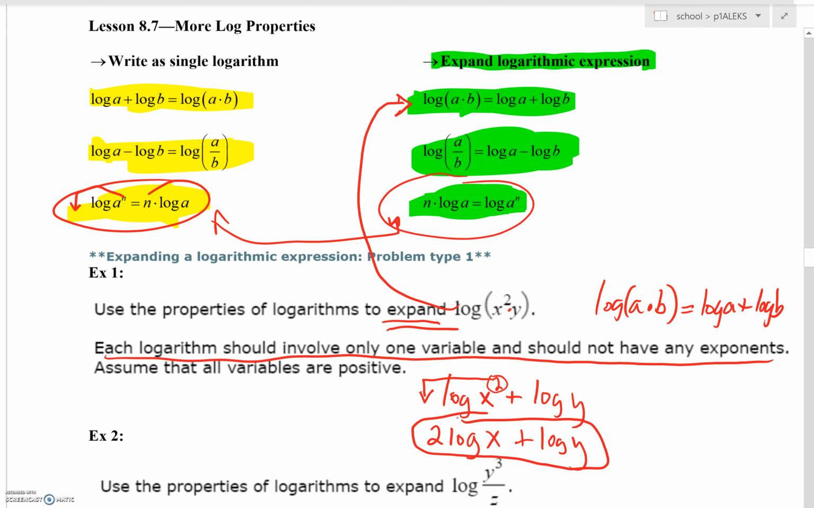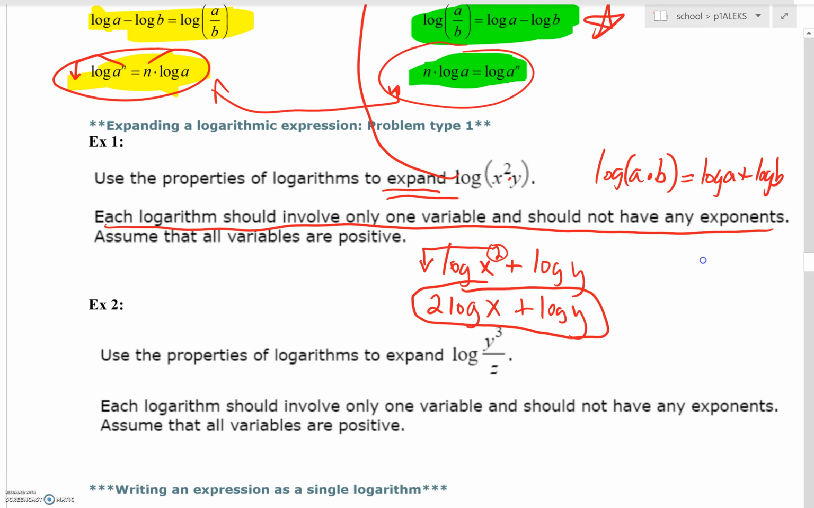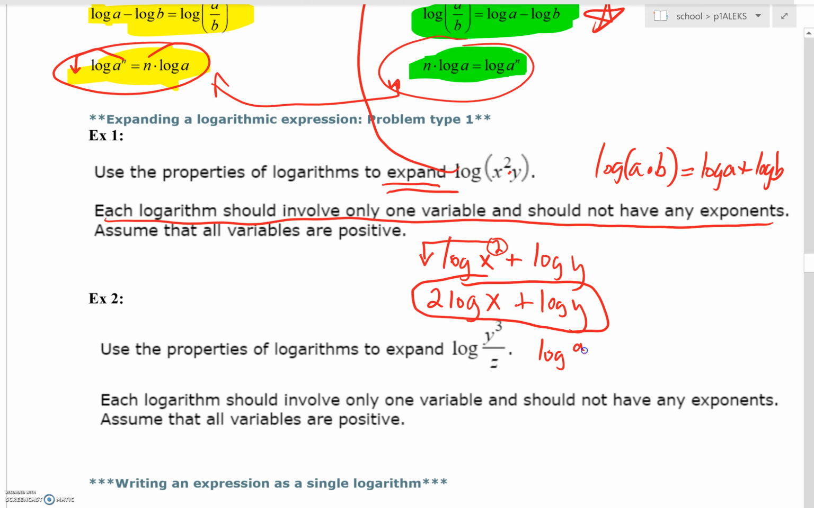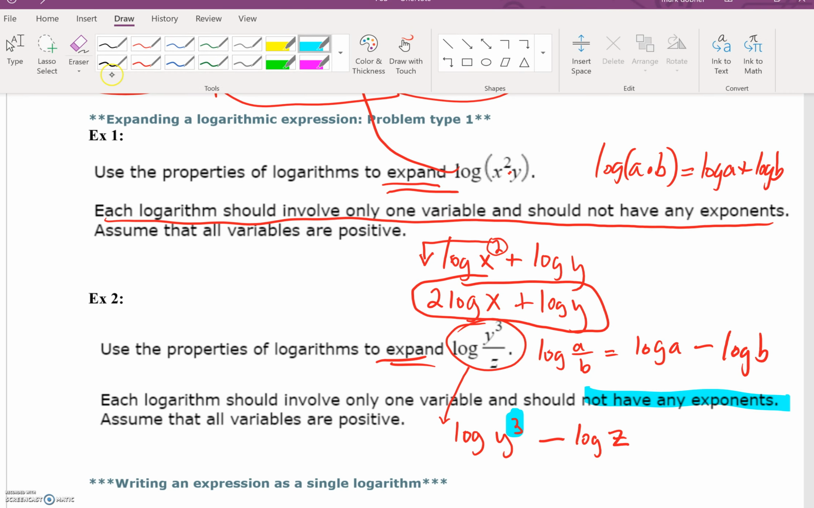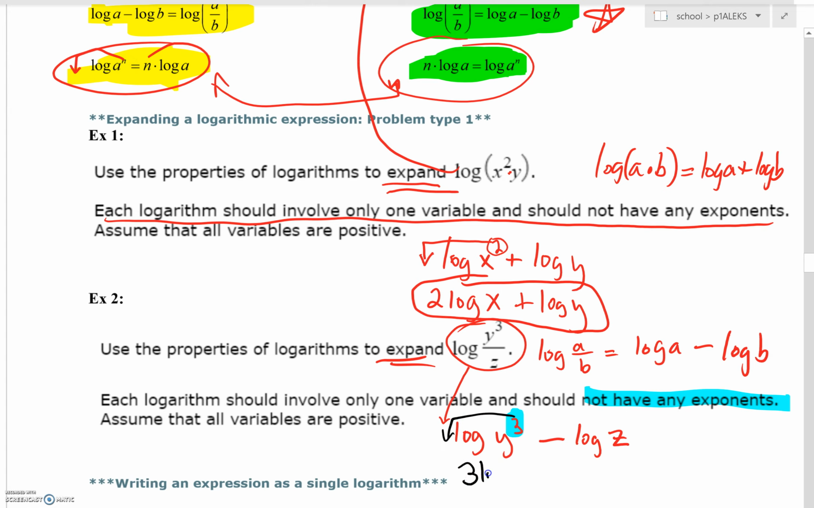When we're getting to example 2, we see that we have a fraction, and that's really what we're going to have right here. The log of a over b would equal the log of a minus the log of b. And at this point, we can see that this is going to become the log of y to the third, as we expand this, minus the log of z. But then just like we did before, if you have an exponent, you can drop it down and bring it down in front, because we should not have any exponents inside for these problems. So we'll take that 3 and write it out in front. And we have expanded. We took one log and we turned it into 2.